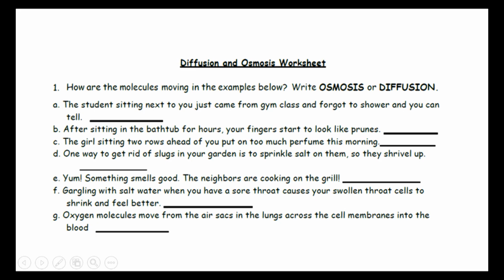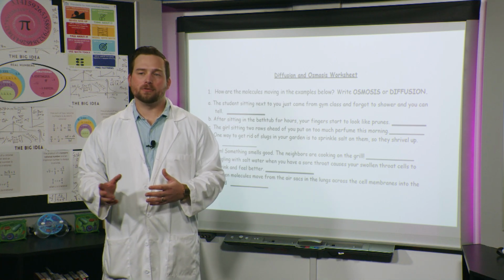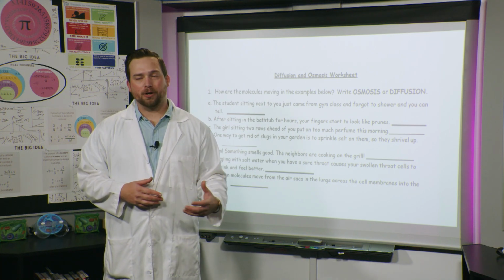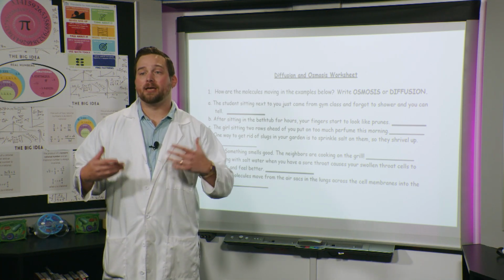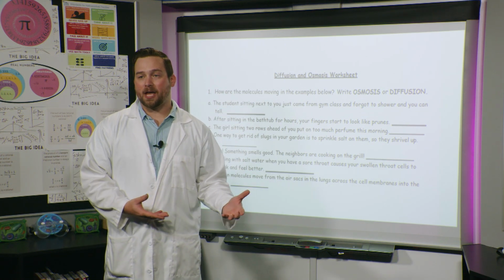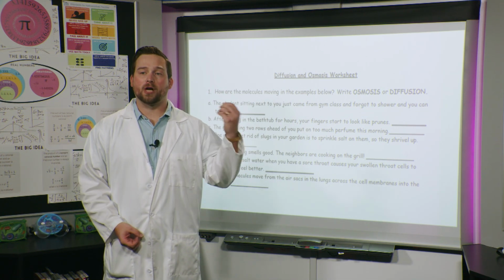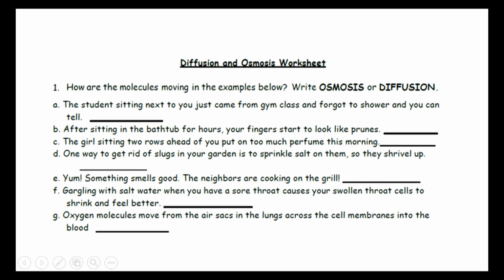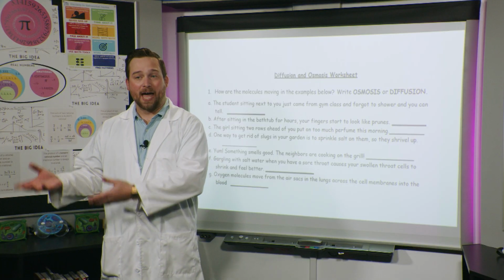All right, y'all, I know this gave y'all no trouble at all, but just in case somebody's a little bit confused, let's make sure we review it together, and then that way everybody's on the same page. So what we're doing here is it's giving us a couple of different examples, and we want to use either the words osmosis or diffusion. So if we think that an example of diffusion is taking place, we'll write that, and we'll write osmosis if we think that that's what's happening.